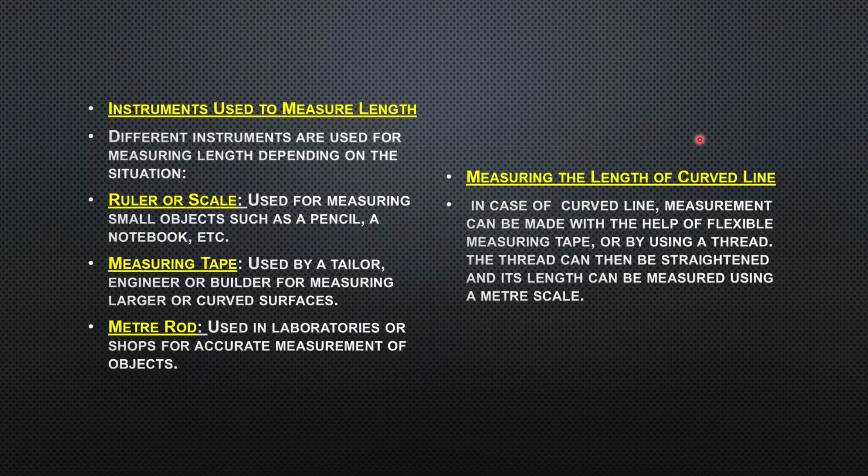Now, instruments used to measure length. There are different types of instruments which are used to measure different lengths. Examples are rulers, or you can say scale. Scale is used for measuring small objects such as pencils or notebooks, etc. Measuring tape, you must have seen. It is used by tailors, engineers or builders for measuring larger or curved surface areas.